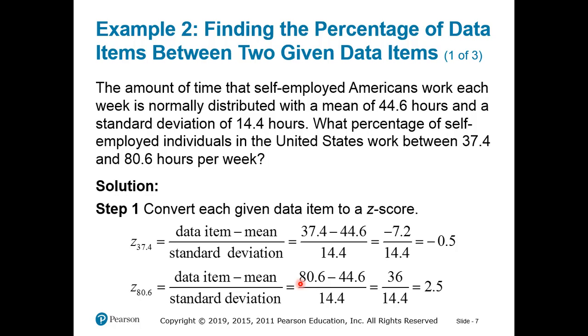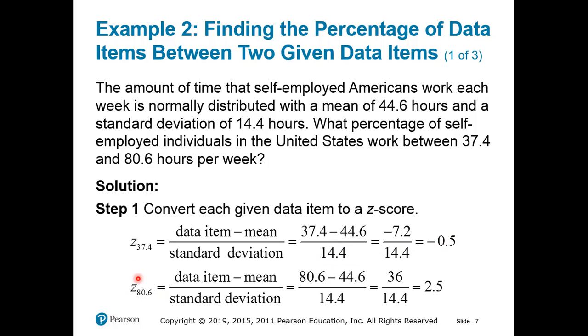So the first step is we're going to take both of these values, 80.6 and 37.4, and convert them to a z-score. So the z-score for the 37.4 gives us negative 0.5. And how do we do that? We use observed value minus the mean, divided by the standard deviation. So 37.4 minus the mean divided by the standard deviation gives us negative 0.5.